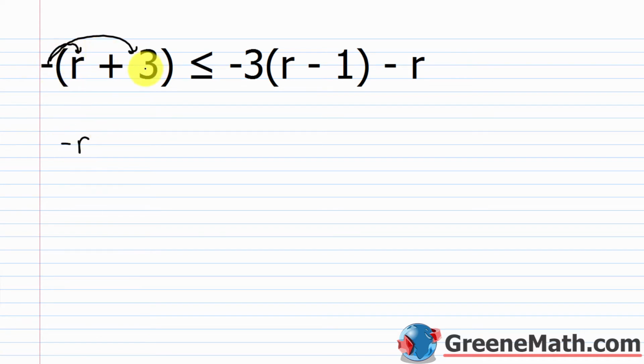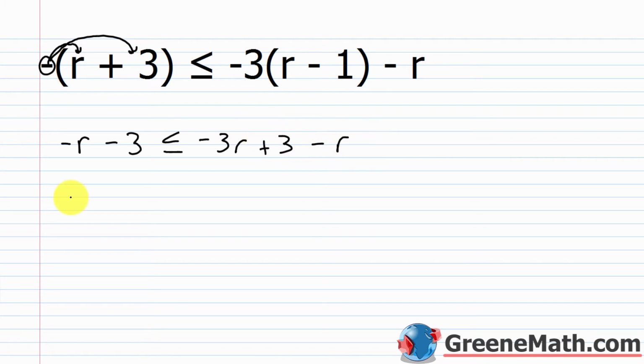And then negative 1 times 3, that's minus 3. You can also just change the sign of each term inside the parentheses. That will allow you to remove the parentheses. Remember, if I see just a negative out in front of parentheses, in order to remove the parentheses, I change the sign of each term inside. So negative r minus 3 is less than or equal to, negative 3 times r is negative 3r, and then negative 3 times negative 1 is plus 3, and then minus r.